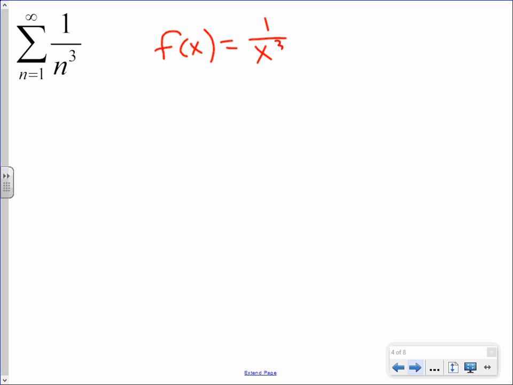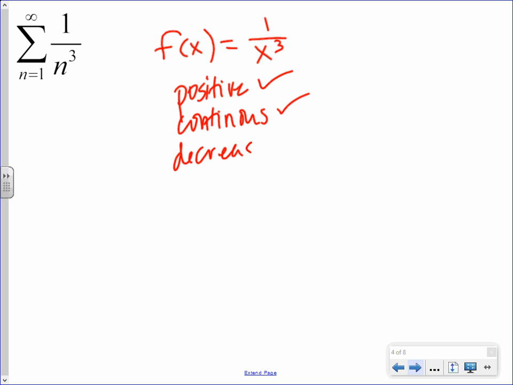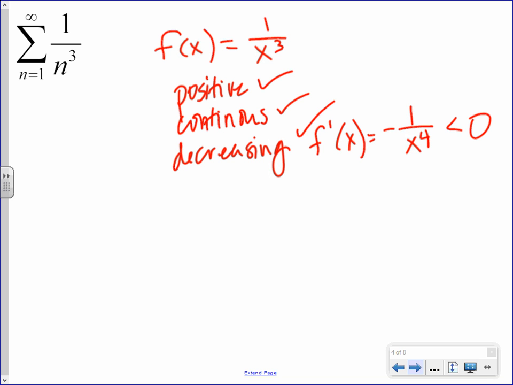If we use the integral test, is it positive? Yeah. Is it continuous from 1 and above? Yeah. And is it decreasing? Yes, because our derivative is negative.